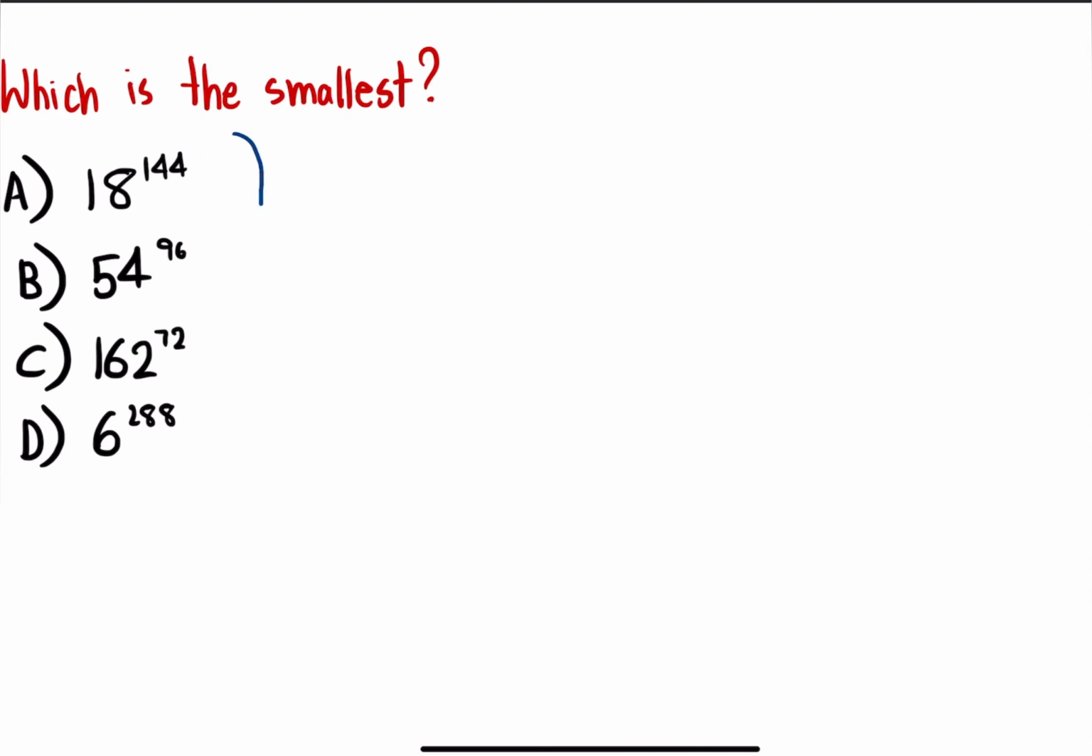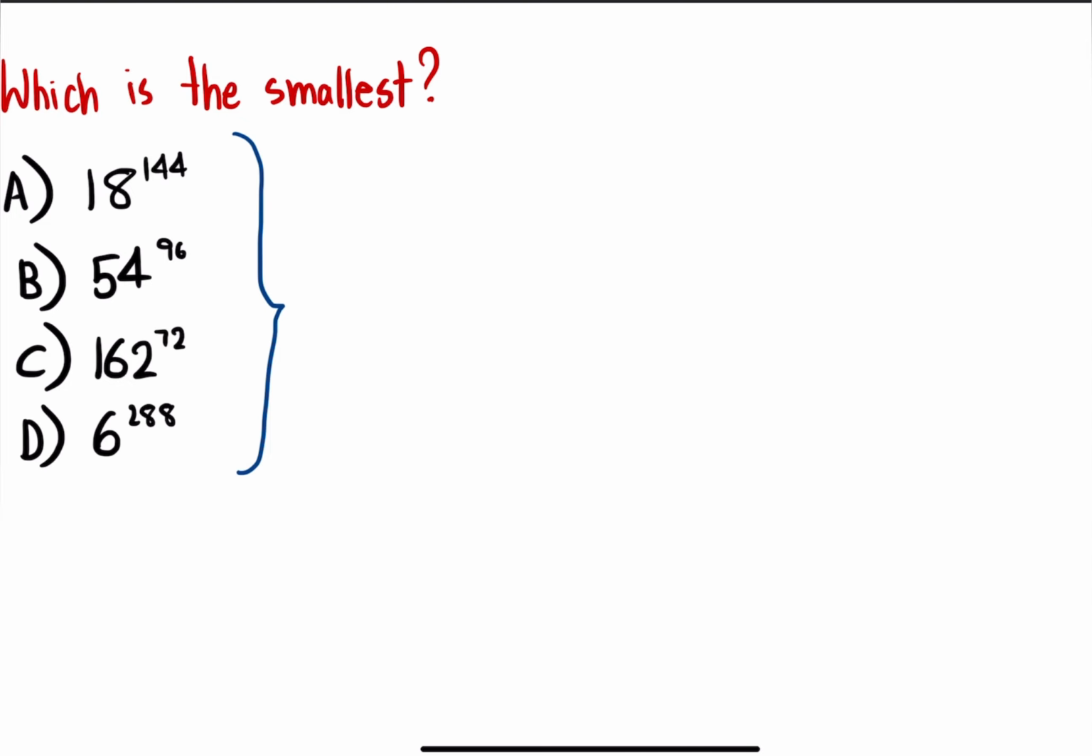So over here we've been told to find which of these numbers has the smallest value. We've been given 4 different numbers raised to different powers, and you can see that they are 18 to the power of 144, 15 to the power of 96, 162 to the power of 72, and lastly 6 to the power of 288. So which one of these is the smallest?